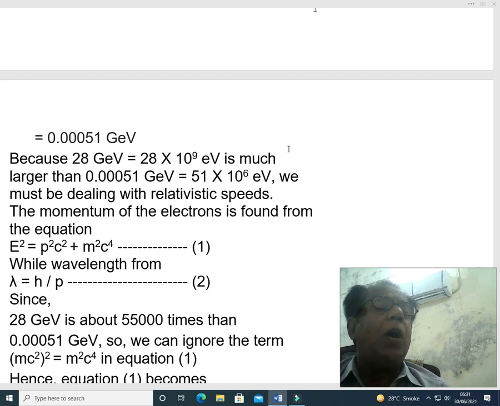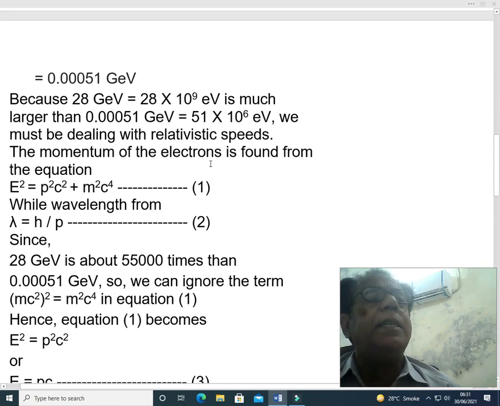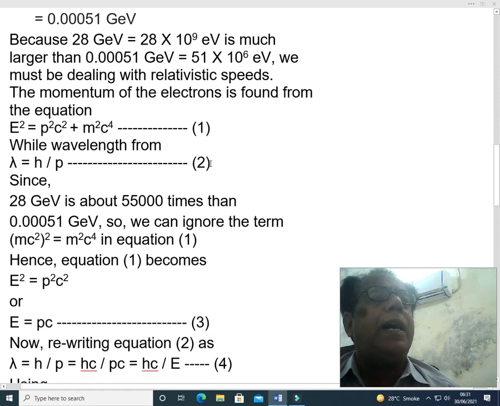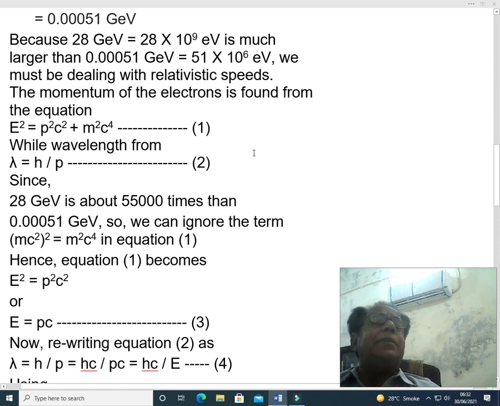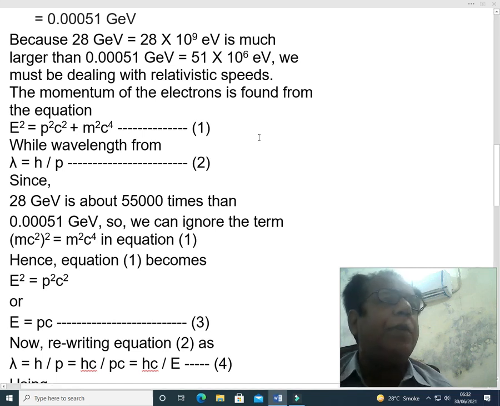Now we come towards those equations, formulas and expressions which deal with relativistic speeds. The momentum of the electrons is found from the equation E square is equal to P square C square plus M square C raised to the power 4, while wavelength is given from the equation lambda is equal to h over p. Equation 1 and equation 2.